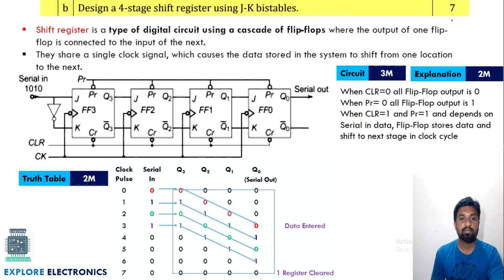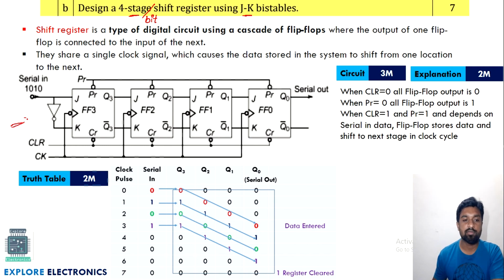Design 4-bit shift register using JK bistable. Here the question is given as 4-stage shift register. 4 stage is same, and it can be given as 4-bit also. Both are same. 4-bit shift register need to be designed using JK bistables.